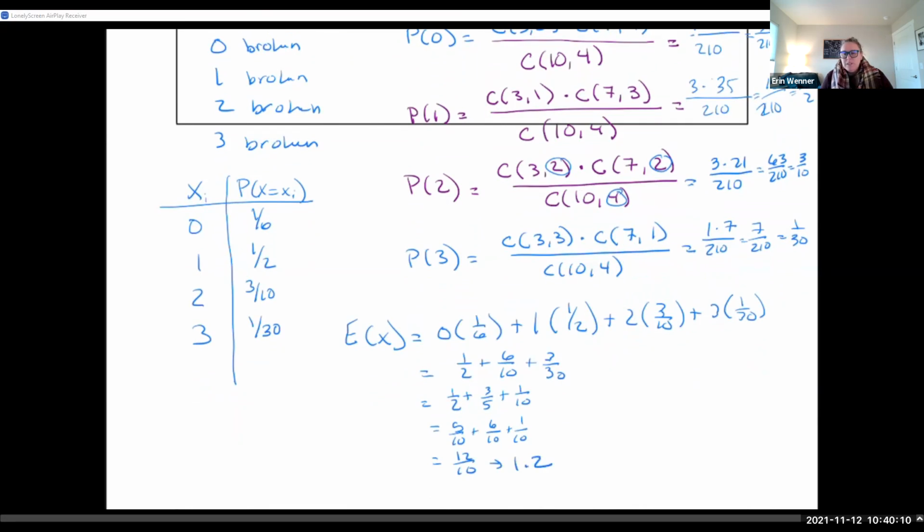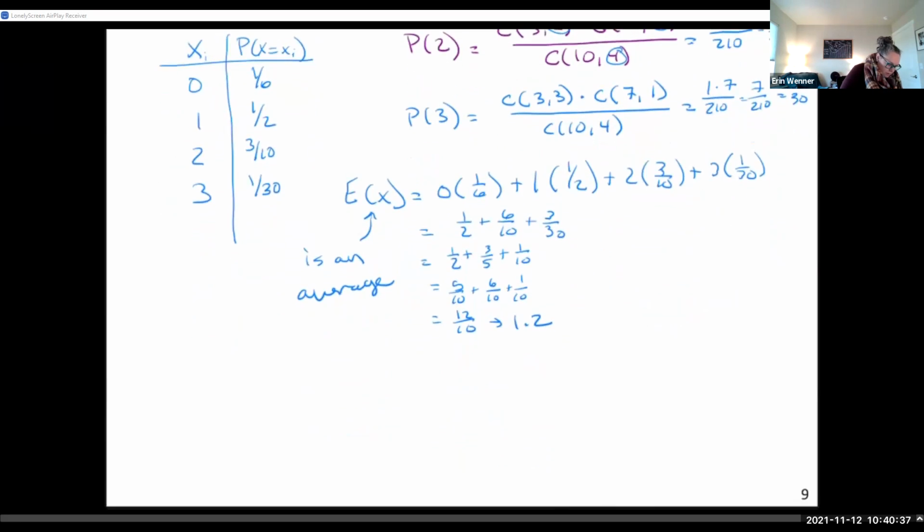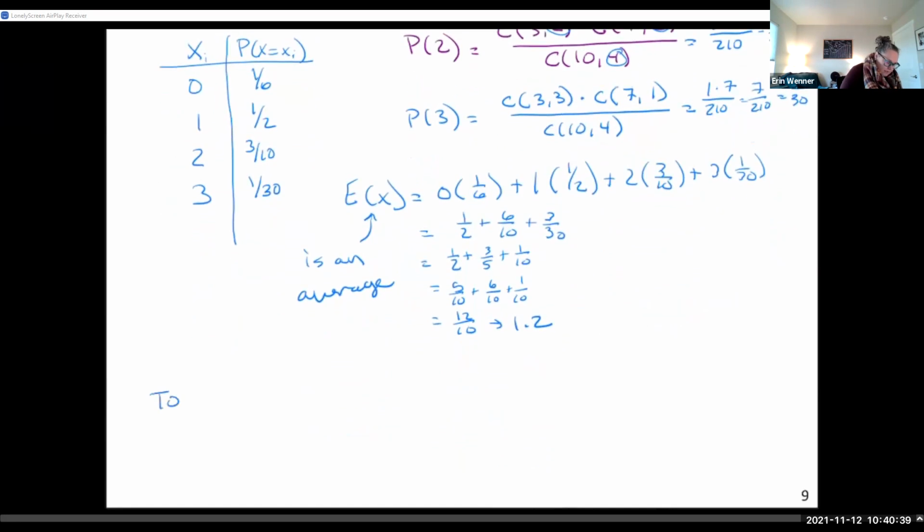I know it feels weird to be like, well, how can you have 1.2 of a microwave? This is an average, okay? Expected value is an average. So on average, we can expect to get between 1 and 2 broken microwaves when we do this sampling. We can also use our calculator to do all this stuff for us.